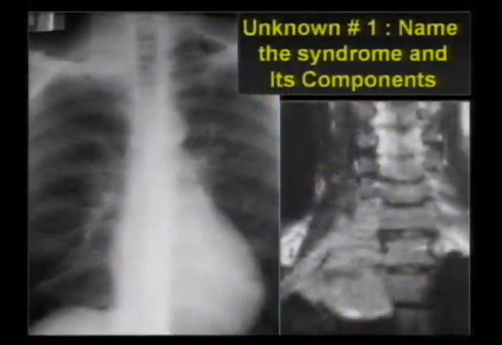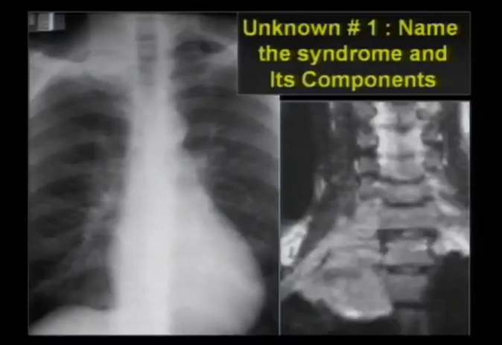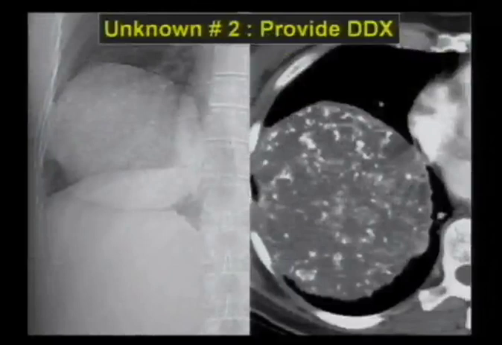We're going to talk a little bit about pulmonary nodules and masses. Let me first go through a couple of unknowns here for you. Take a look at this radiograph, characterize it, and tell me what you think the syndrome and its components are. Number two, characterize this and take your best stab at a diagnosis.